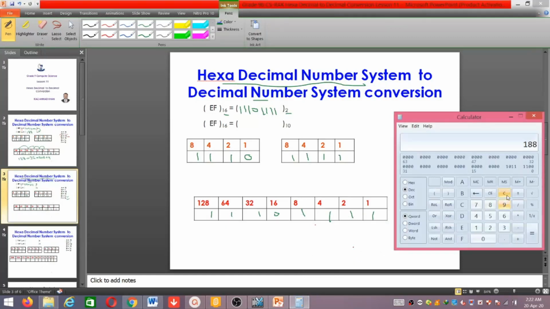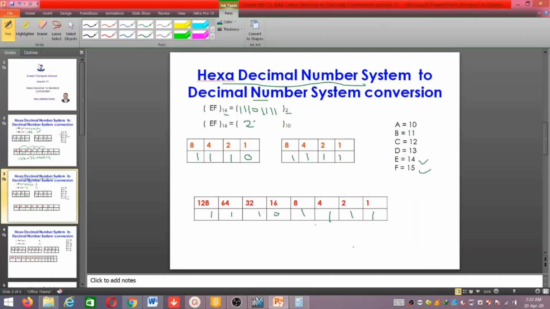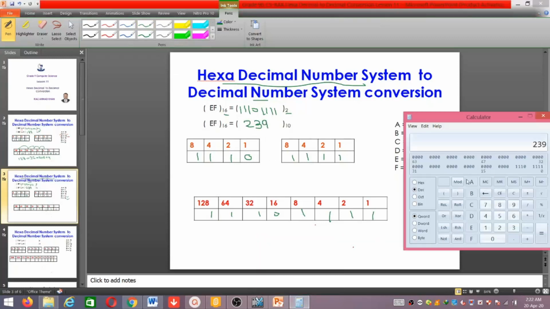Let's see. So I have 128 plus 64 plus 32 plus 8 plus 4 plus 2 plus 1, and this is equal to 239. So the answer is 239. Now let's see if my answer is correct.